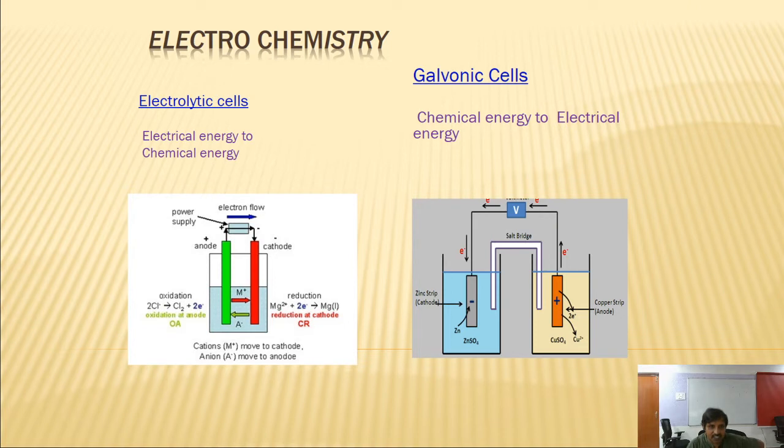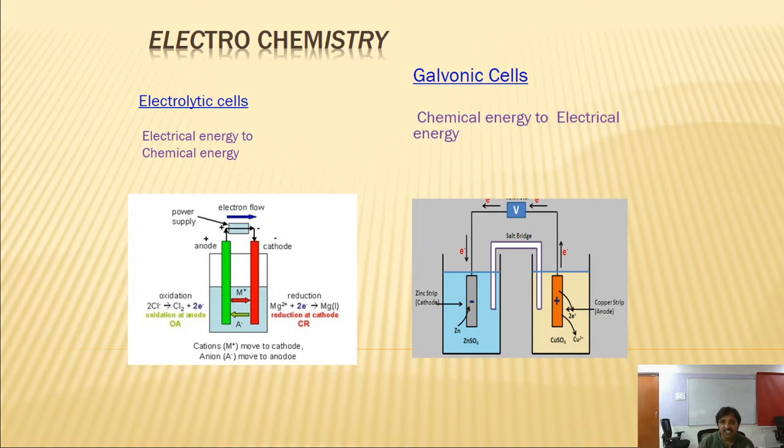Okay, the next important term is the external battery or the external source. In the electrolytic cell, we are using an external source which is used to supply the energy. By using the external source, we are supplying electrical energy into the electrolytic cell to accomplish the reaction.